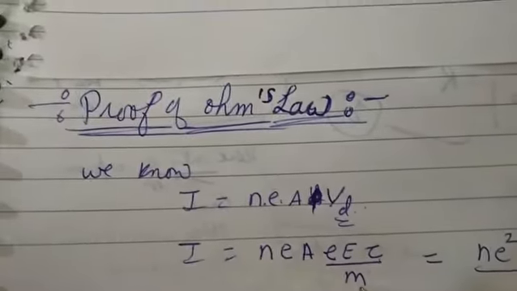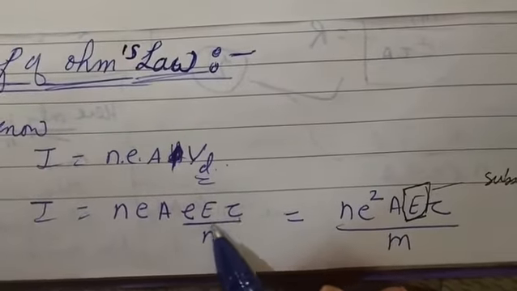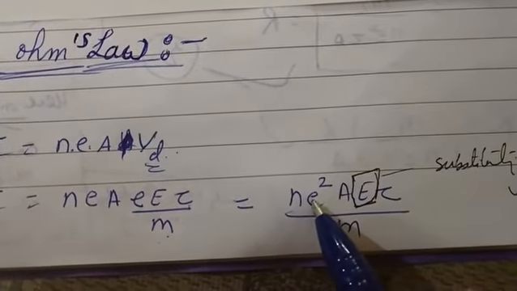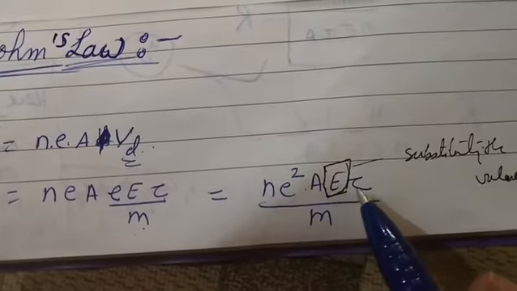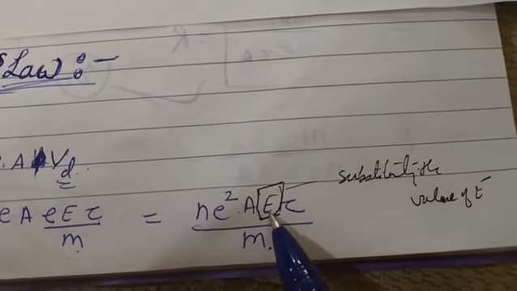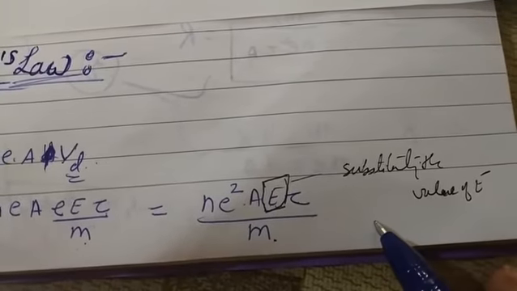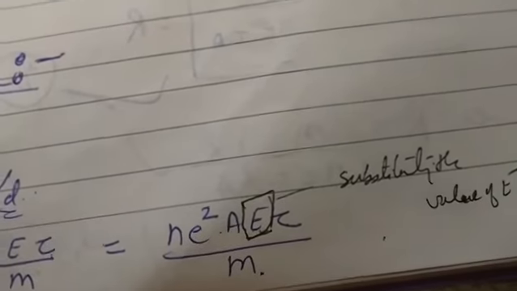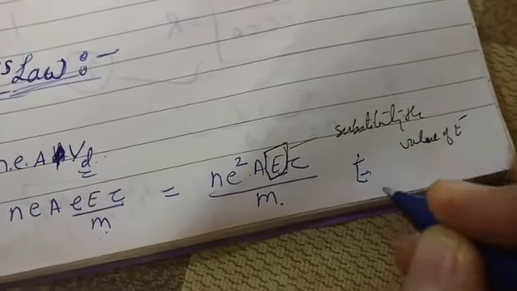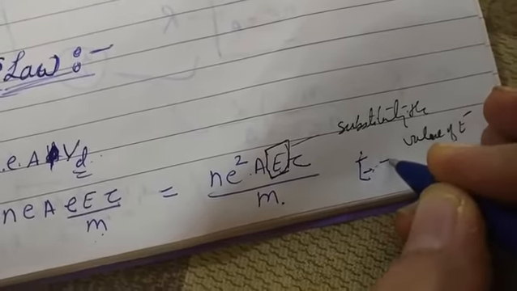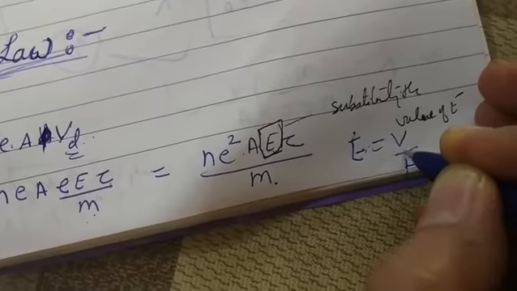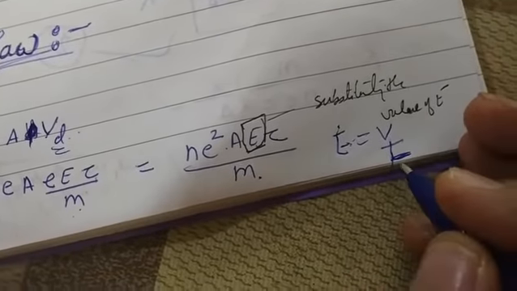Now next we have to substitute the value of E, the electric field. So here it will be I equal to N e square A E tau upon m. Now substitute the value of E. We know that E is equal to dV upon dr, so V upon L, where L is the length of the conductor.